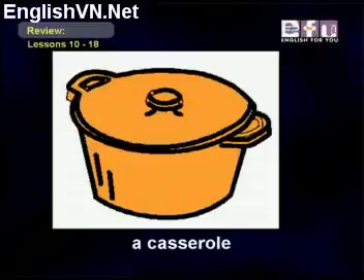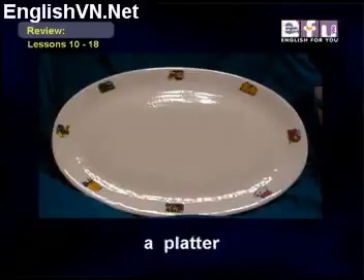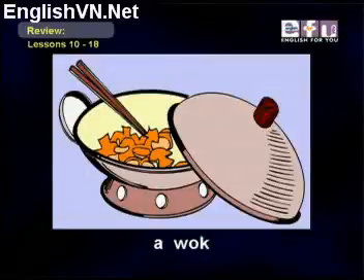A casserole. A casserole is a deep dish used for cooking food in the oven. Next, a platter. A platter is a large dish used for serving meat. Next, a wok. A wok is a wide pan used for Chinese cooking.